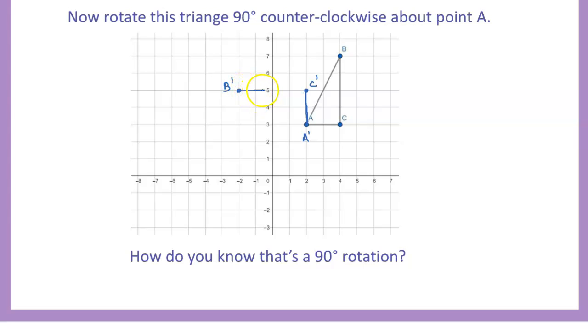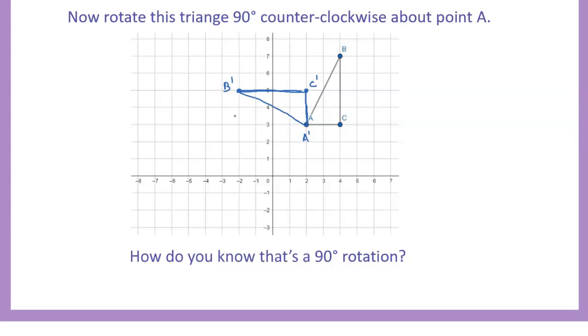Try to draw a straight line here. This is kind of straight from B to C, and then from A prime to B prime. So you can see this triangle is the same size and shape as this triangle. It's just rotated around that point A. It's rotated 90 degrees counterclockwise.